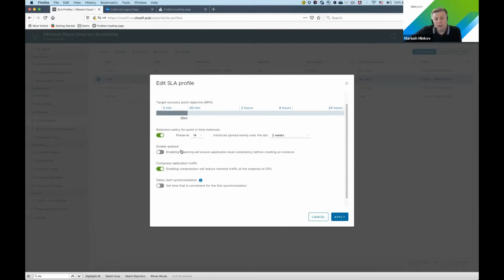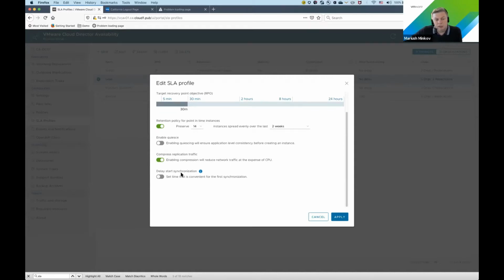Whether QuiaSync is enabled or not, whether compression is enabled or not, our recommendation is to have the QuiaSync disabled and the compression enabled. And then there is another setting which makes it possible to delay the initial sync start time. This is primarily for the purposes of avoiding high amount of data traffic during peak hours, and it is mostly used for initial configurations or when large sets of VMs are configured at once.